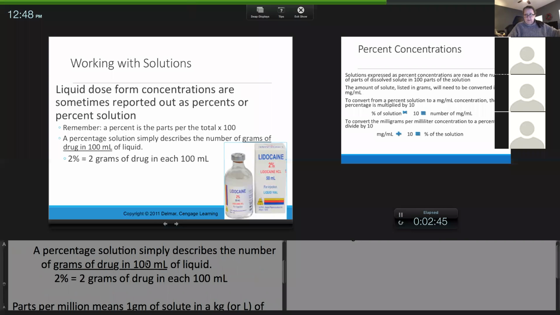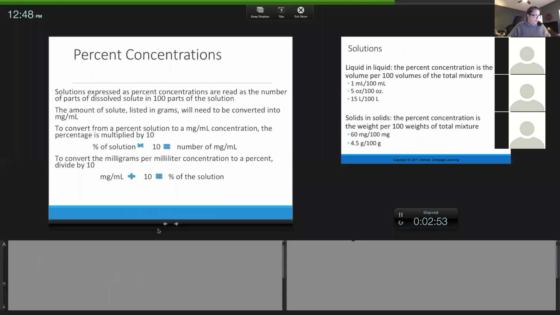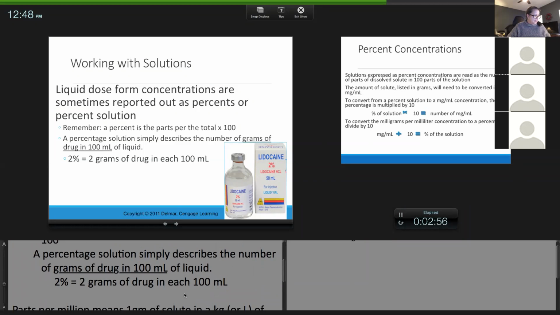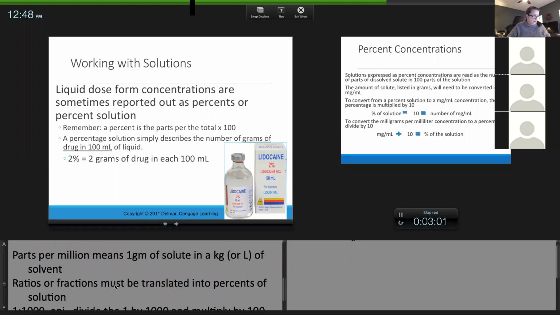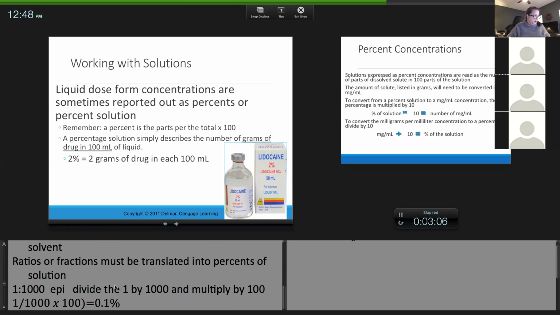Now, ignore the fact that on that bottle it says 50 mils. You always figure out the percentage based on 100, okay? So 2% tells me there's 2 grams per 100 mils, and then you're going to have to solve. But what this means is, remember we said we add a 0 or we multiply by 10. So 2% is 20 milligrams per mil. Then we can figure out the milligrams and mils after that. Okay.